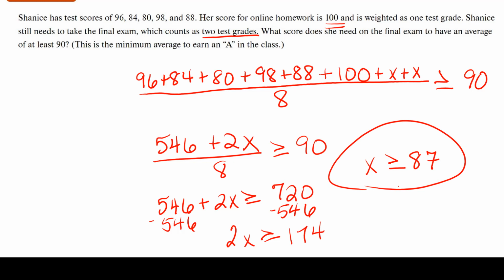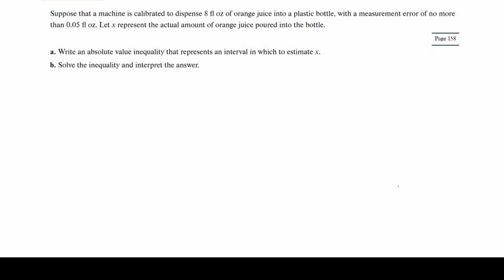in the class. Suppose that a machine is calibrated to dispense 8 fluid ounces of orange juice into a plastic bottle with a measurement error of no more than 0.05 fluid ounces. Let X represent the actual amount of orange juice poured into the bottle. Part A, write an absolute value inequality that represents an interval in which to estimate X.